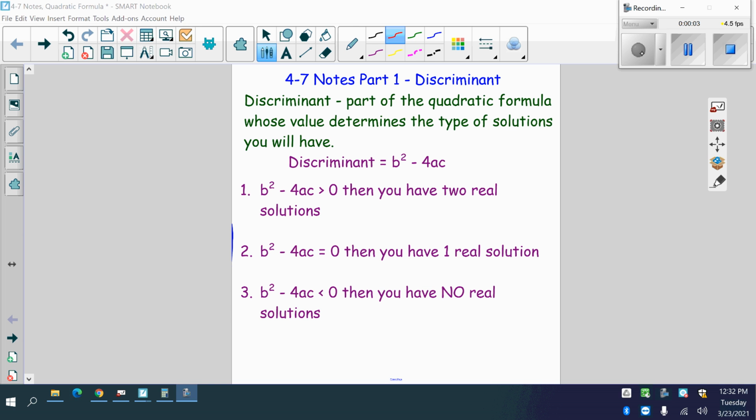Chapter 4, Section 7, Notes Part 1. This is a discriminant, okay?